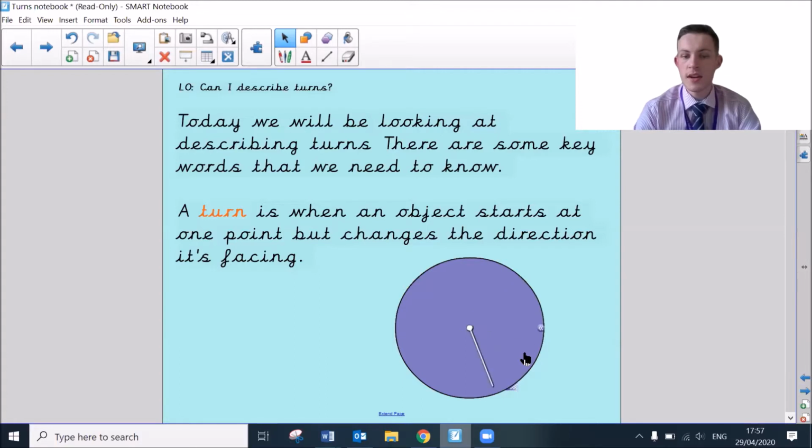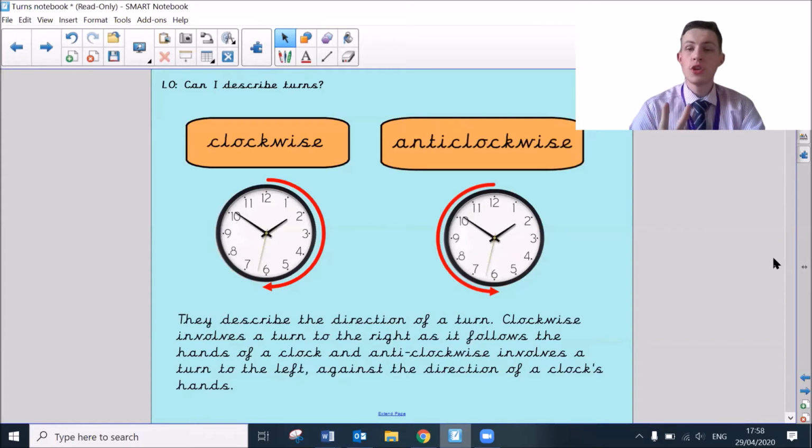You can see it's spinning and now it has turned, it's done a few turns and it's now ended up in a different direction. The whole point of a turn is that you've started somewhere and you've finished somewhere else by rotating. So thinking about turning, there's two directions in which you can turn. You can either turn clockwise or anti-clockwise.